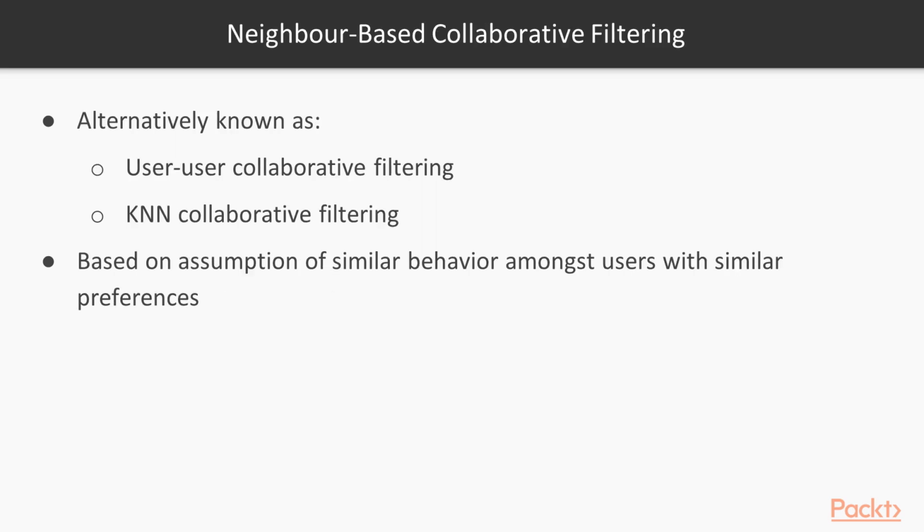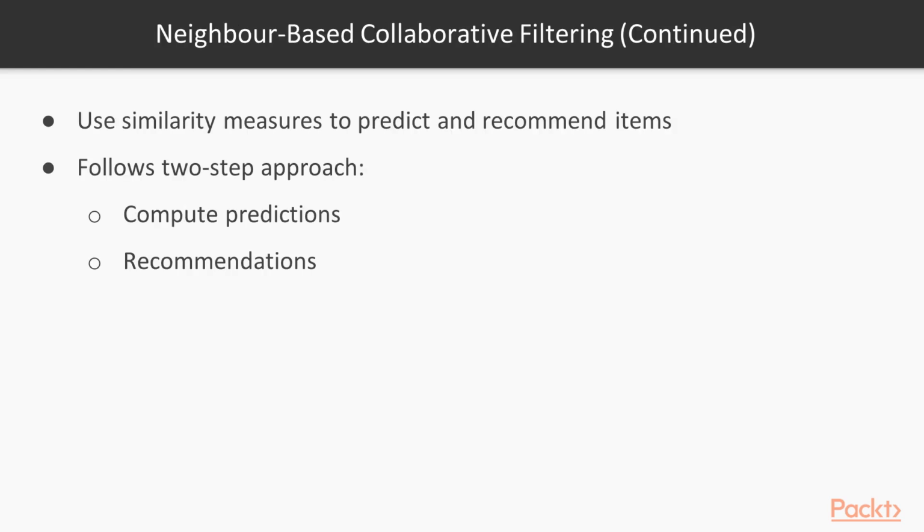Neighbor-based collaborative filtering, also known as user-user collaborative filtering or KNN collaborative filtering. The KNN collaborative filter is used based on the core assumption of similar behavior amongst users with similar preferences. This algorithm makes use of similarity measures to predict and recommend items for the active user. The algorithm follows a two-step approach of first computing the predictions, followed by the recommendations. The three main components of this algorithm are discussed next.